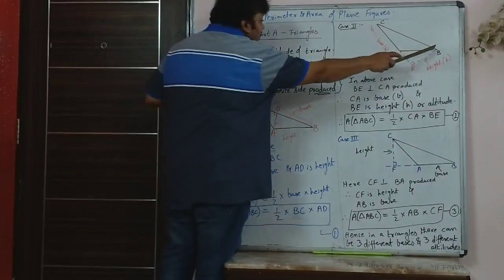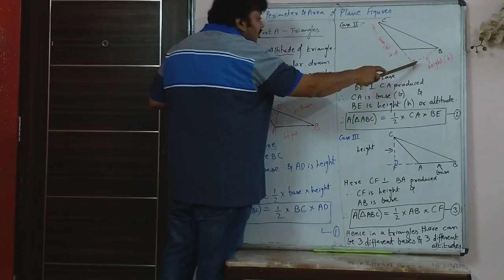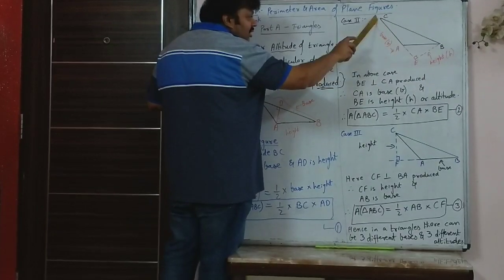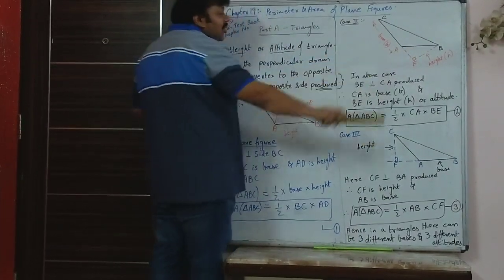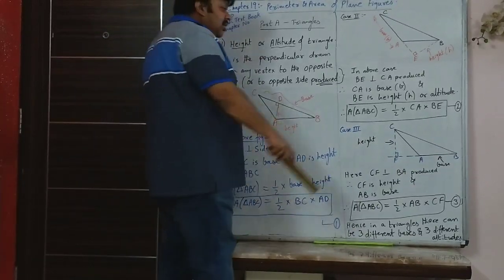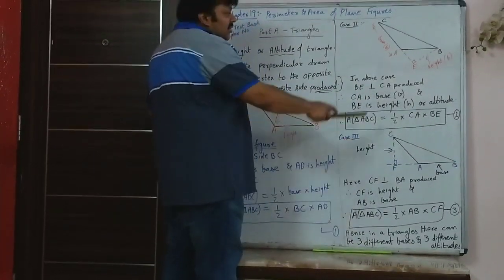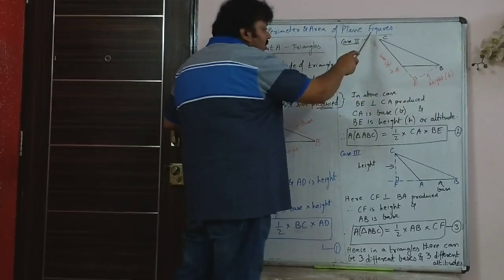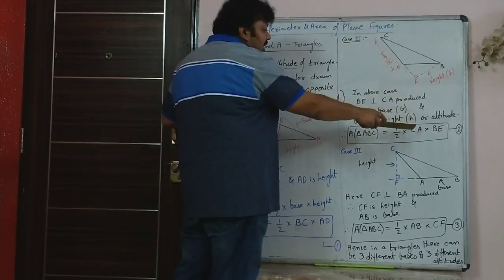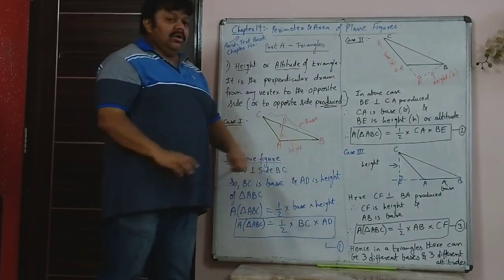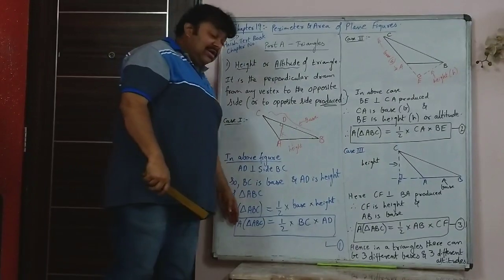Why? Because from this vertex you have drawn a perpendicular to the opposite side produced. So the side of the triangle will be the base, and the perpendicular to that side or that side produced will be the height. So in this case you can say area of triangle is half base into height, so it is half into CA into BE. Now what is this in that triangle? Same. So let's assume this area was 100.